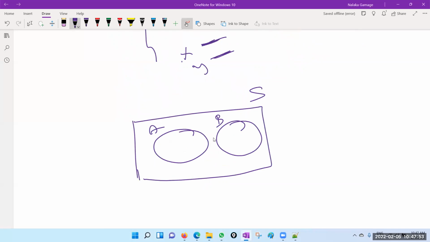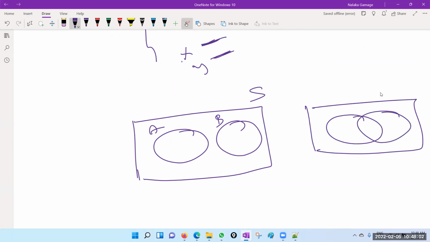So none of the outcomes will satisfy both. And if your events are not mutually exclusive, that means there's overlapping. That means some outcomes belong to both A and B. So this is mutually exclusive. This is not mutually exclusive.